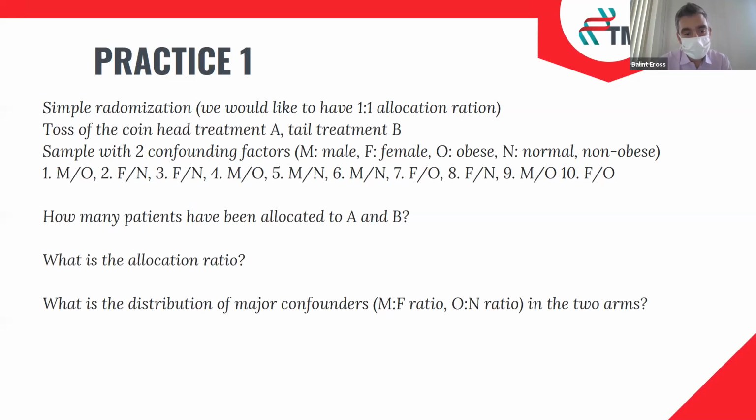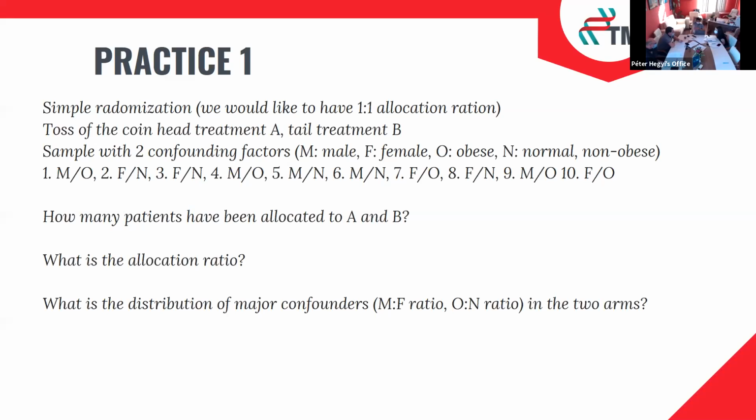Now, more interesting is the distribution of major confounders. If we assume that this is a treatment we want to assess in this randomized controlled trial, where the major confounders are gender and BMI, what happens? I'm asking Peter's office again. What is the distribution of major confounders? First for gender and second the obesity on both arms.